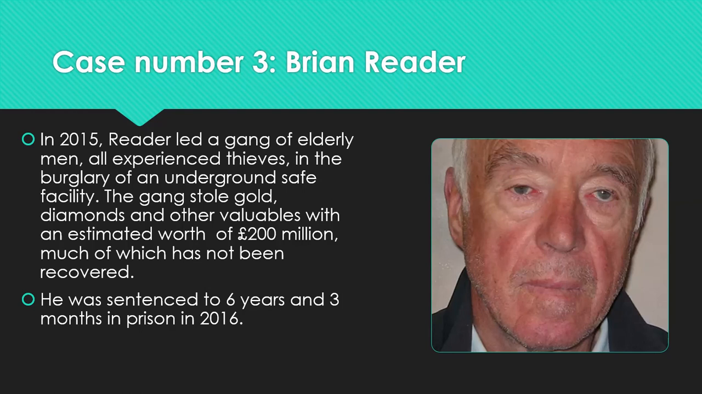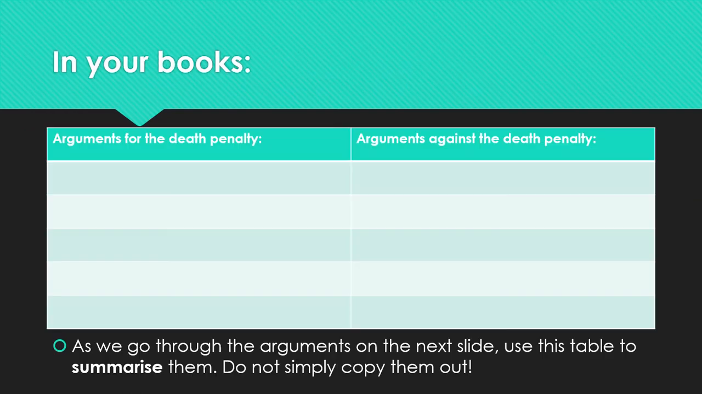Okay, so we're going to move on now. In your books, I would like you to draw up a table which looks very similar to this, please. In one column, I'd like you to write down arguments for the death penalty and leave some space to make some notes. And I would like you, on the other column, to write arguments against the death penalty. And as we go through these arguments on this slide, I want you to use this table to summarize them.